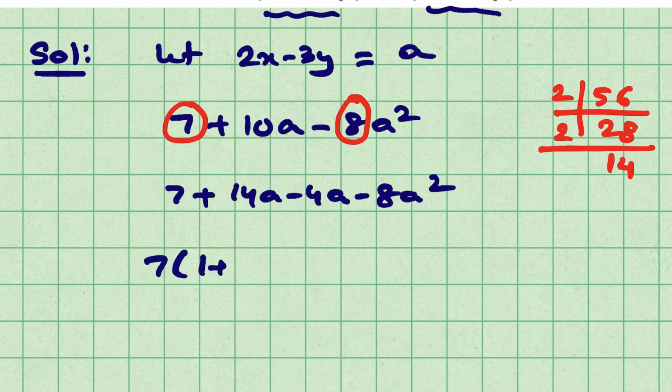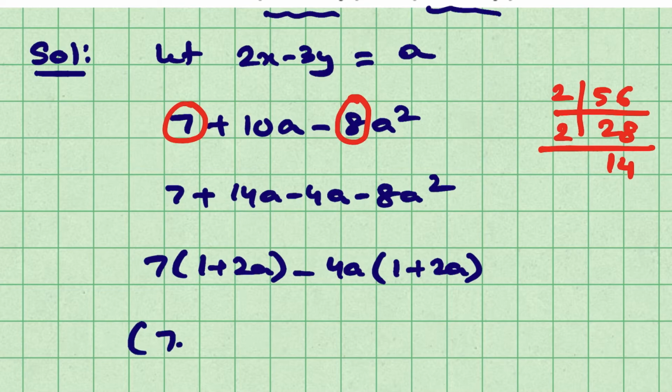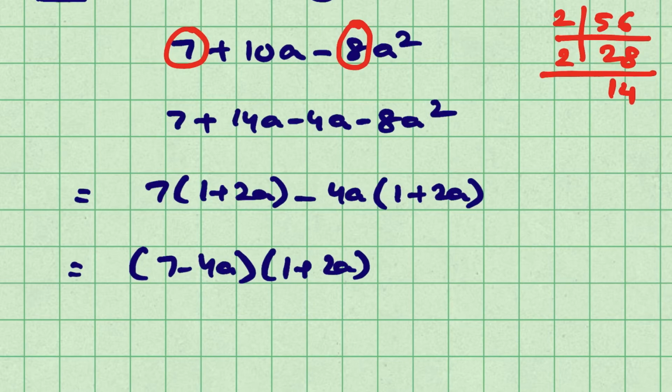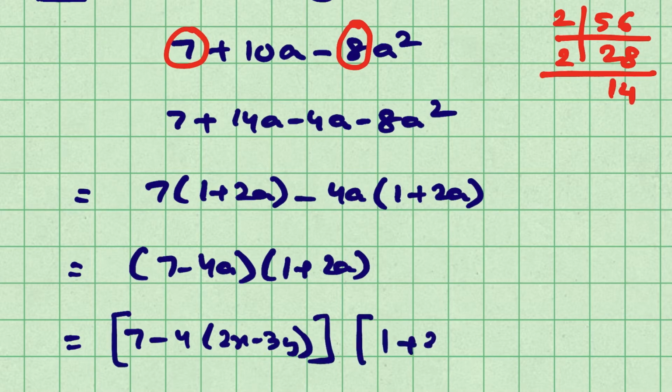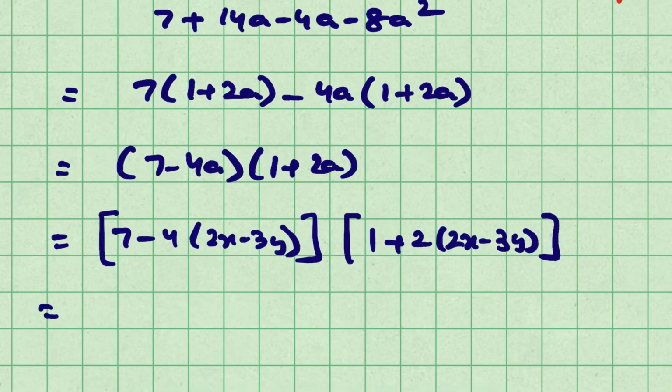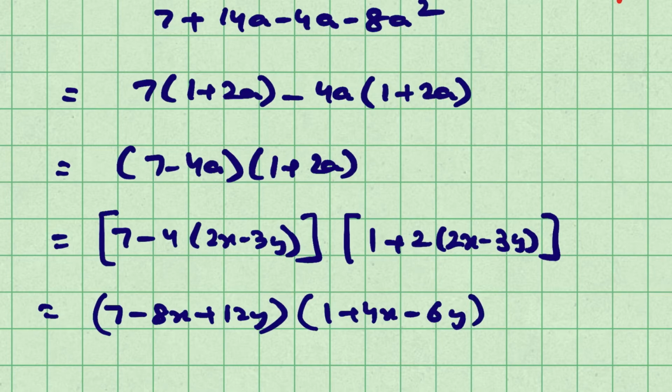We can take common, so (1 + 2a) will come common. Similarly, in the last two terms, if I take 4a common, I will get (1 + 2a) again. Therefore the final factorized form is this. Let's replace a by 2x - 3y in each of the brackets, and this will give us the final answer. This is the final factorized form.